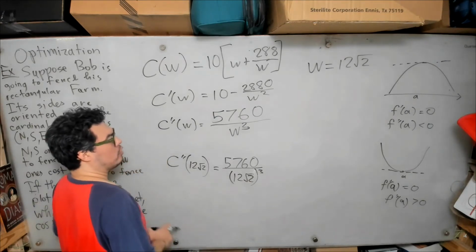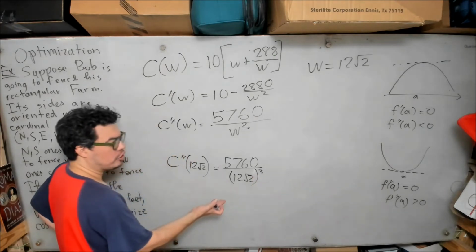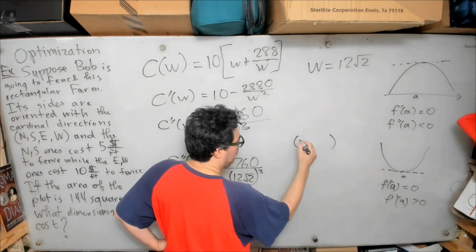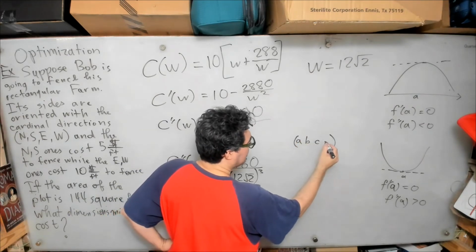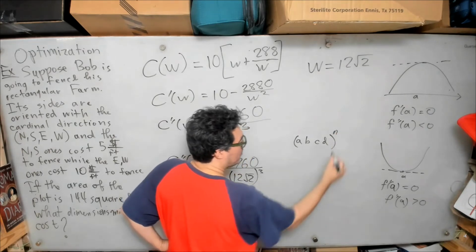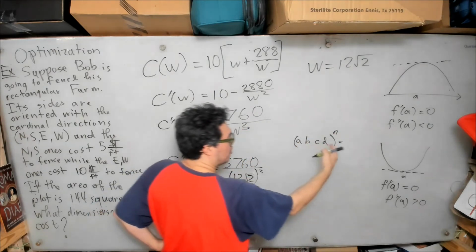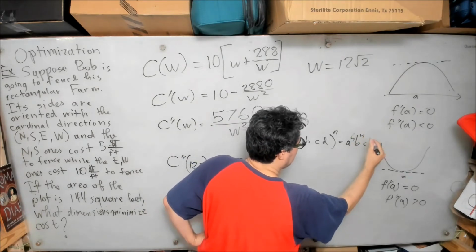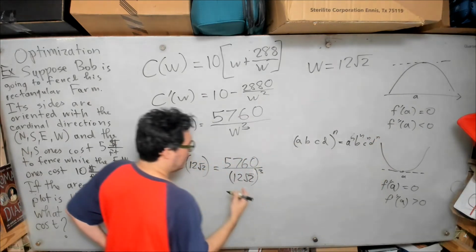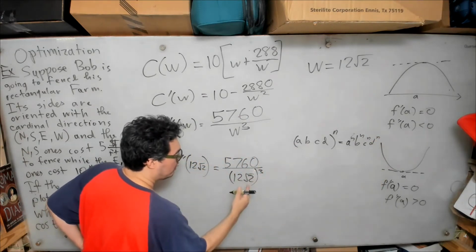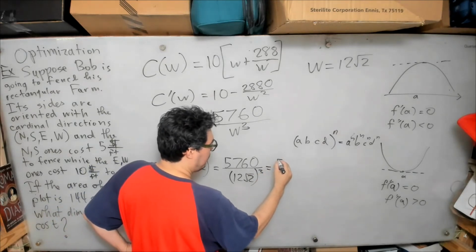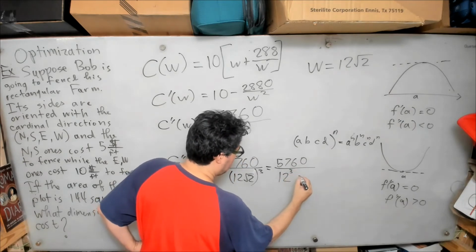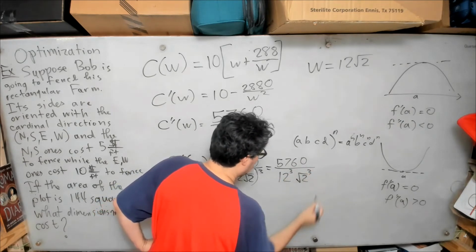So now here, I'm going to first cube the bottom. If you know your rules of exponents, you know that if you have something like a, b, c, d, whatever, and you raise it to the nth power, then that nth power transfers to each term individually. So a to the n, b to the n, c to the n, d to the n. And in this case, the 3 will transfer to the 12, and the 3 will transfer to the square root of 2. So we're going to have 5760 divided by 12 cubed times the square root of 2 cubed.